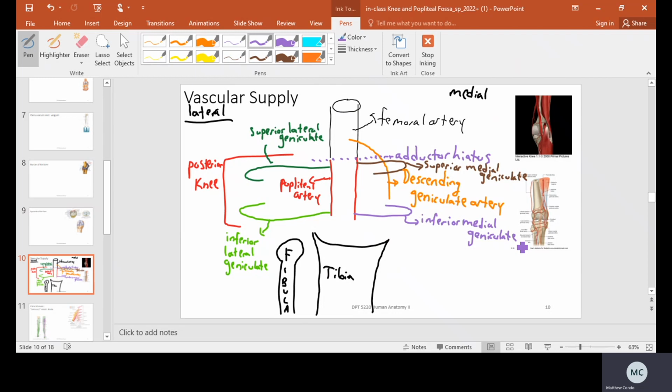Now, what you kind of have to imagine here, and the book does a much better representation, is that those arteries are branching directly off the popliteal, which is in the posterior compartment. They are then wrapping around to the anterior compartment, and they're going to feed into this communicating network of arteries in and around the knee.